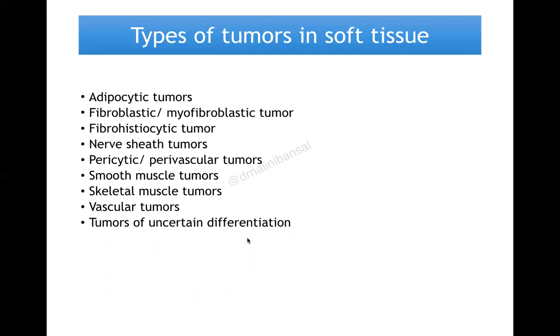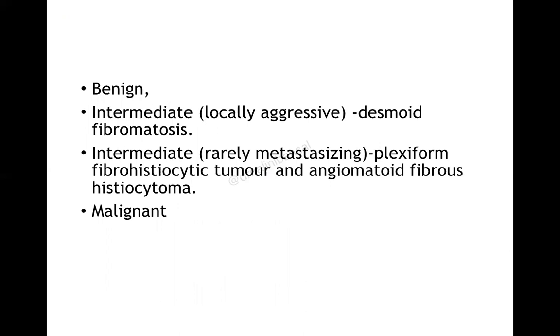So these are the different tumors that we see on the soft tissue. We will discuss the major forms of these one by one. Now, for each of these types, the tumors could be benign, they could be intermediate which are locally aggressive, intermediate which are rarely metastasizing, and they could be malignant.